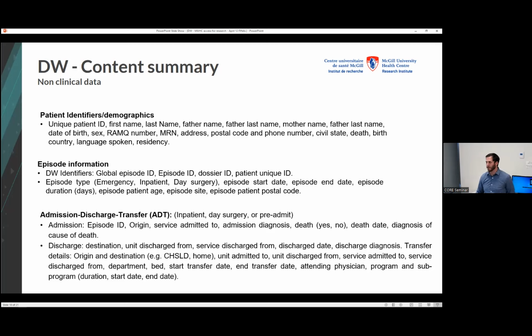So I'm not going to read all the variables, but we have information about this is ADT. Basically, it manages the admission, discharge, transfer information, and we have variables for the admission, discharge, and also the transfer details. For example, the origin and destination, the unit admitted to, the program, so program service, and other information related to the transfer and the admission.